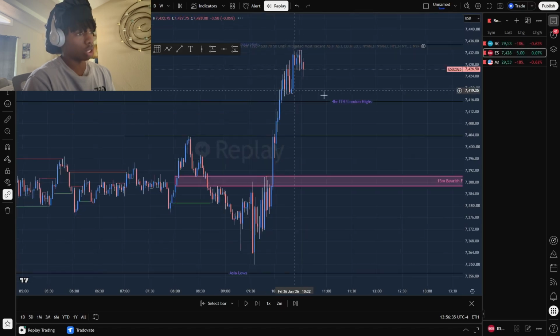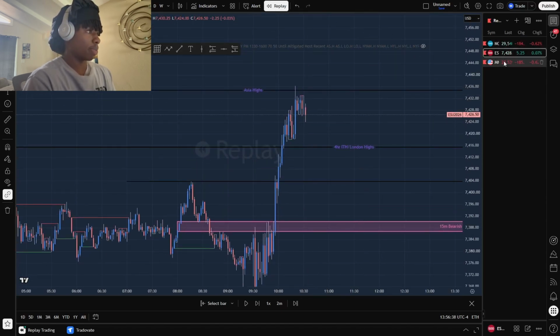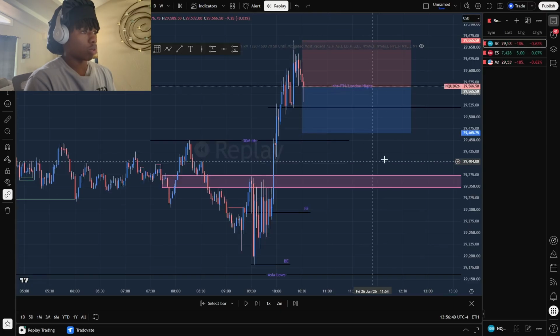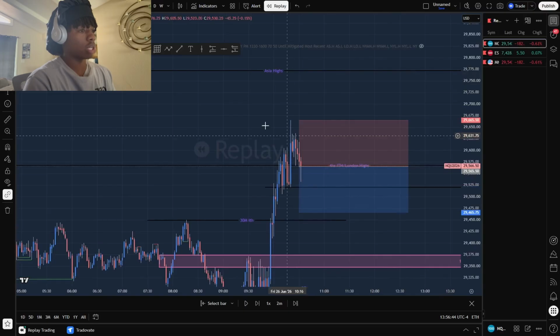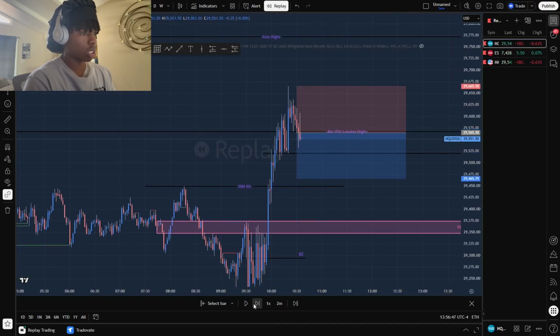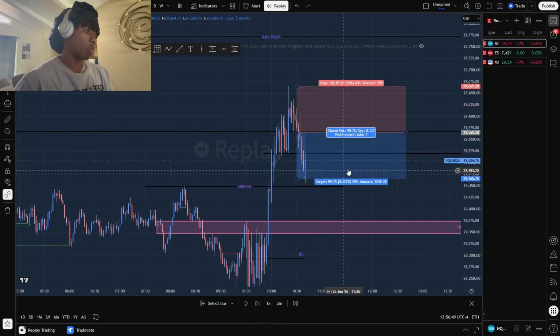ES has already taken Asia highs, so there's an SMT. So now we have an SMT working with us. We're inside a 4-hour bearish fair value gap. We just swept London highs and we swept Asia highs on ES. We have an SMT right here. We have perfect reason to displace. Then we displace lower, tap a 101.